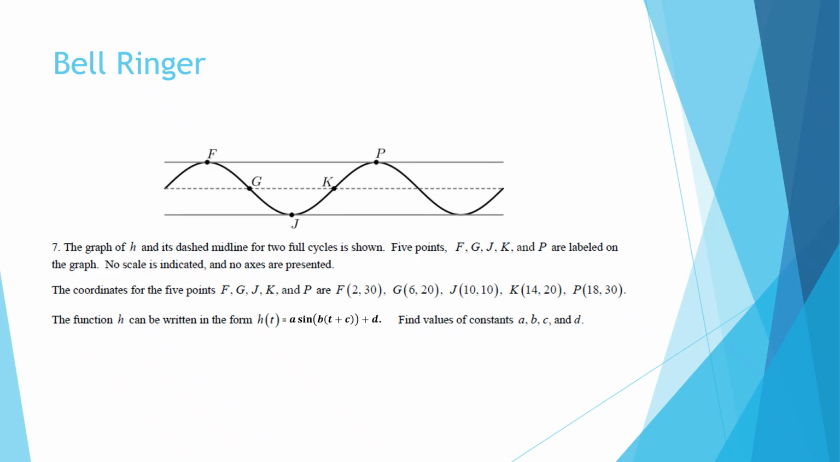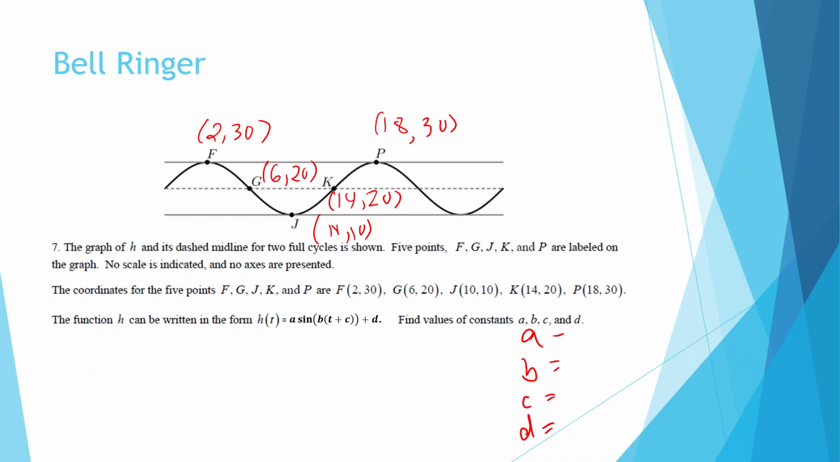All right, so pause the video if you haven't done so yet because I am about to go over the bell ringer. So here we're given 5 points. We're given F is (2, 30), G is (6, 20), J is (10, 10), K is (14, 20), and then P is (18, 30). And now we want to find the values for A, B, C, and D, where this is going to be modeling not a cosine, but a sine equation.